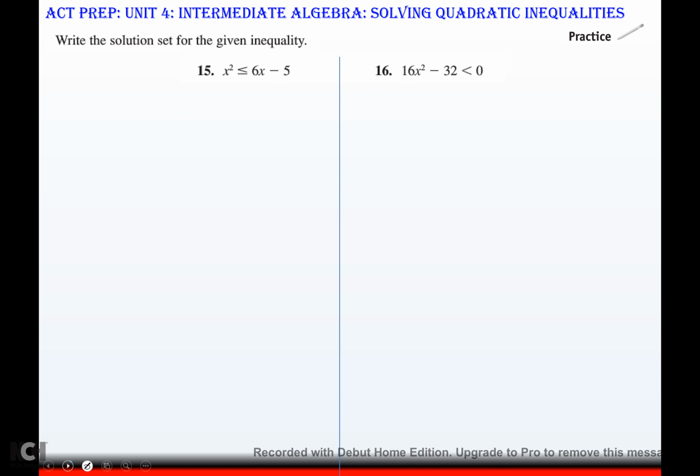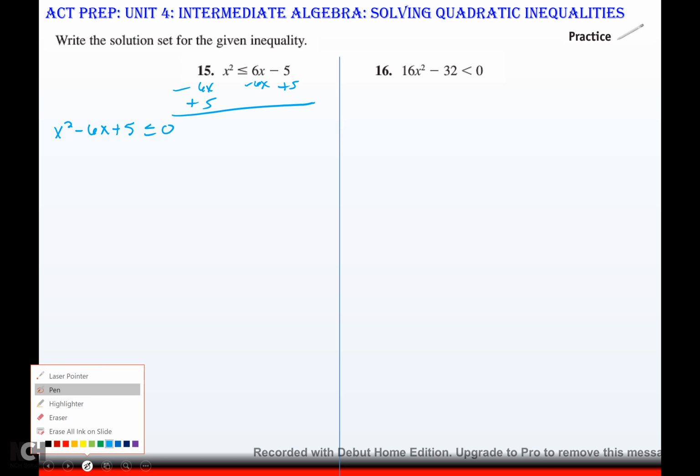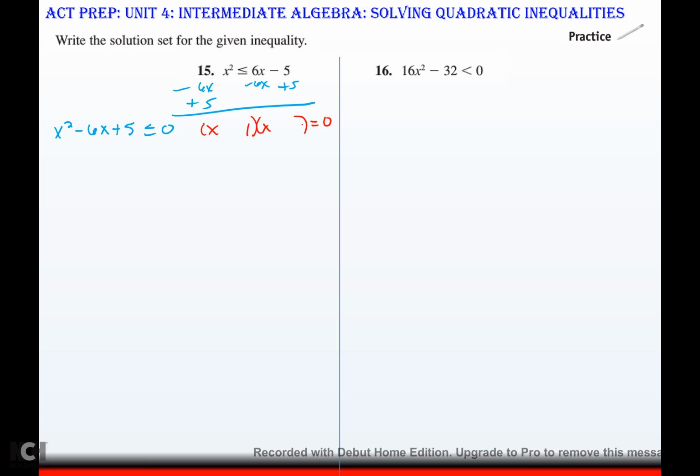All right, on 15, I got to get it in quadratic form. So I'm going to minus 6x, and add 5, and add 5. And I get x squared minus 6x plus 5 less than or equal to 0. Should be an easy factor. A is 1, so x and x. 1 and 5 make 6. C is positive, so they both copy the middle, which gives me solutions at x equals 1 and x equals 5.